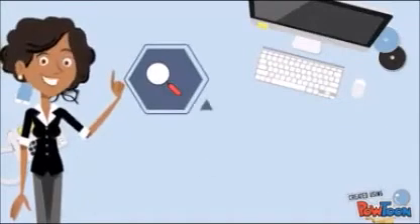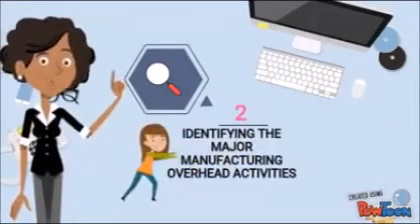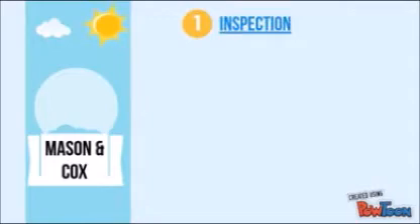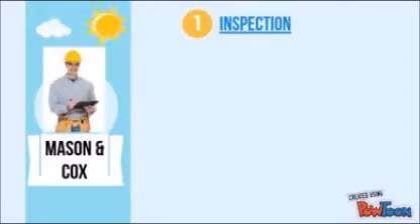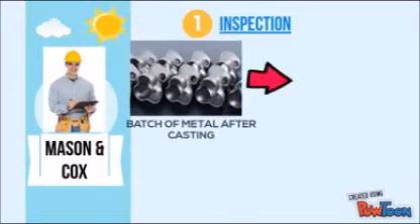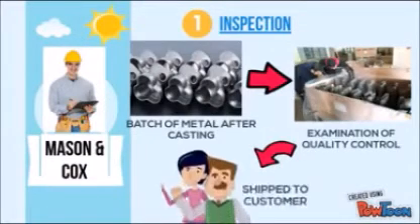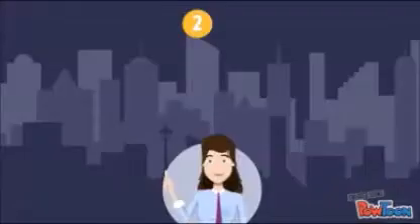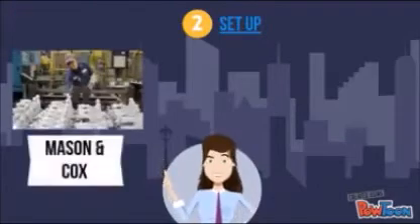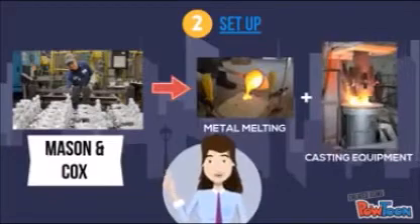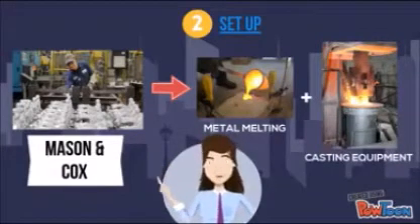The second sub-activity is recognizing the major manufacturing overhead activities that are: 1. Inspection by the quality control team, where a sample of castings from each batch was examined to confirm the quality of the final product before being shipped to customers. 2. Setup. This is where employees set up metal melting and casting equipment for each batch.